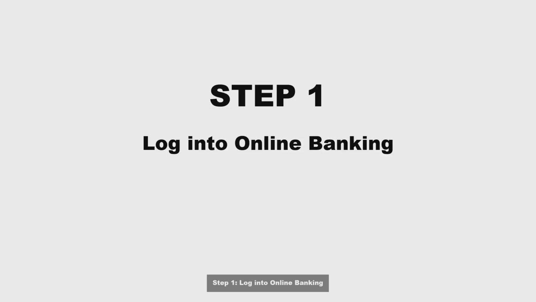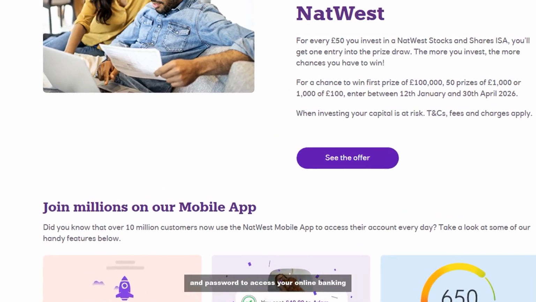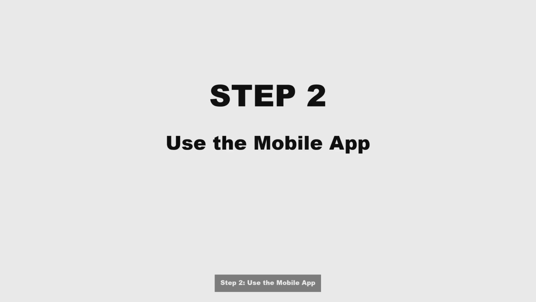Step 1. Log into online banking. Visit the NatWest website and click on the Login button. Enter your customer number and password to access your online banking account. Step 2. Use the mobile app.